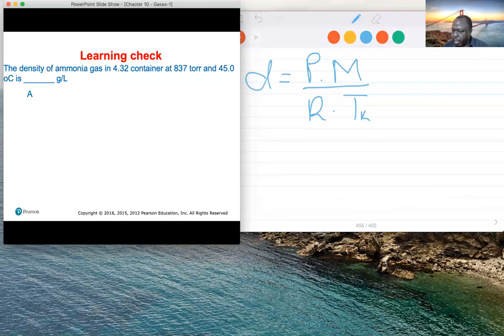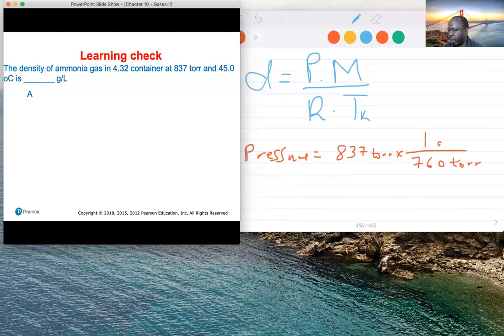However, the pressure is not in atmospheres. So you have to change to atmospheres: 837 torr. Where am I getting this equivalent statement? It's from the previous chapter, I think chapter 10, section 10.2. 760 torr equals 1 atm.